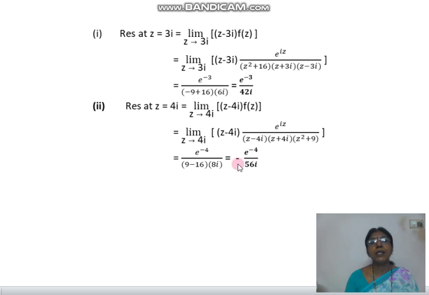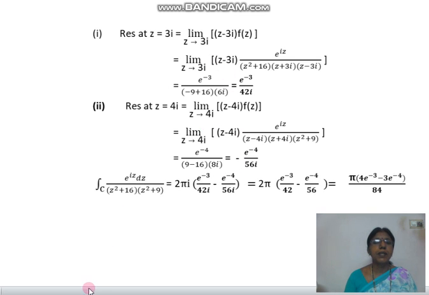Now we have two residues. By the residue theorem, the integral of f of z dz is equal to 2 pi i into the sum of residues. The sum of residues means the first residue plus the second residue. After calculation, and after taking the LCM, you get this value.